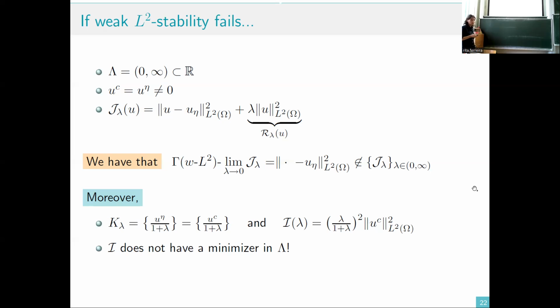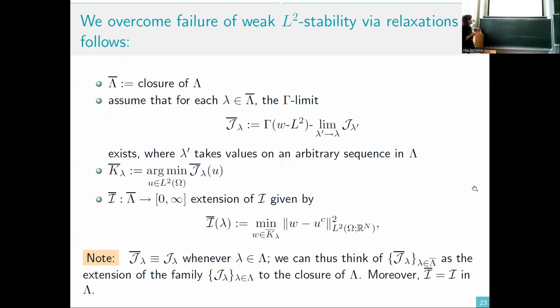Okay, so this is to prove that weak stability is also a necessary condition. But in many instances, we will not have a weakly L2 stable family. So then what we do is go to this extension procedure. Let me go into the details.